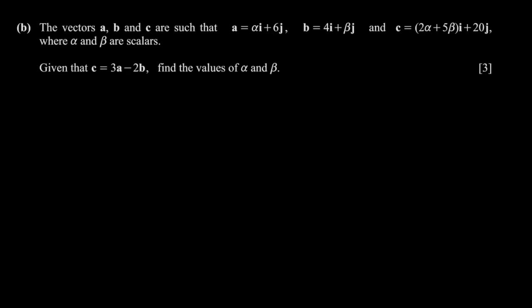Okay, so part B of this vectors question, we've got the vectors a, b, and c are such that a is alpha i plus 6j, b is 4i plus beta j, c is (2 alpha plus 5 beta) i plus 20j, where alpha and beta are scalars, and given that c is equal to 3a minus 2b, find the values of alpha and beta.